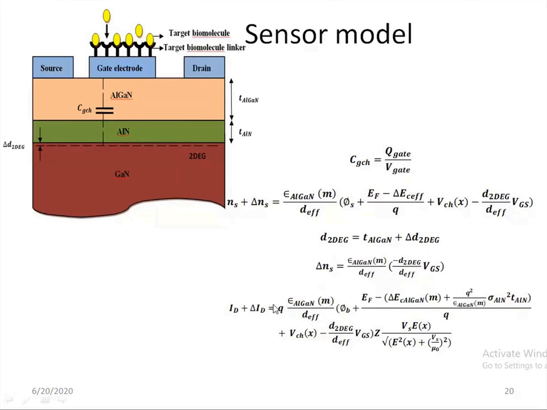So we have that ID equation. ID is Q into NS into Z into V of X. Now here ID plus delta ID will become Q into (NS plus delta NS) into Z into V of X. So this is again the expansion for that particular equation, and this will be the sensor current or the output current when the bioimmobilization occurs on the sensor surface.